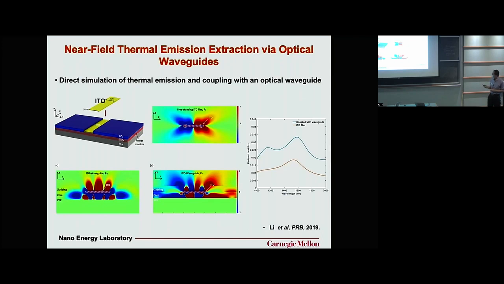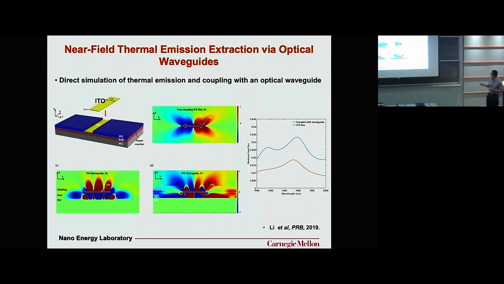So here we demonstrate that an optical waveguide can be used to extract the near-field thermal emission into the far field. Let me tell you how to do it. By converting the evanescent components into the propagating mode in the optical waveguide, which can be a planar waveguide or just an optical fiber, the thermal emission can propagate over a long distance, and then you can measure it remotely.